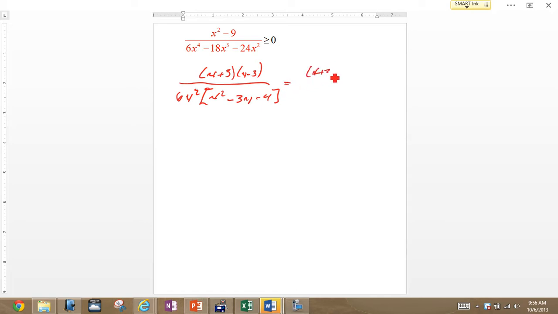x plus 3, x minus 3, over 6x squared. And what are we going to factor this as? Let's see, just x minus 4 and x plus 3.